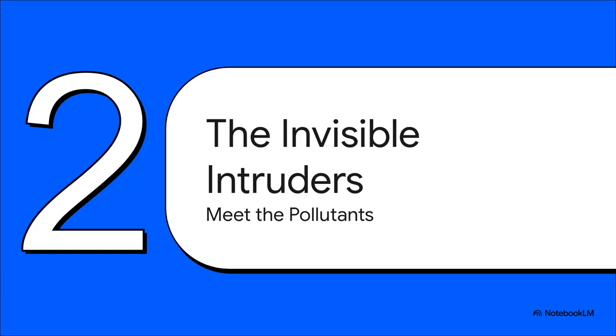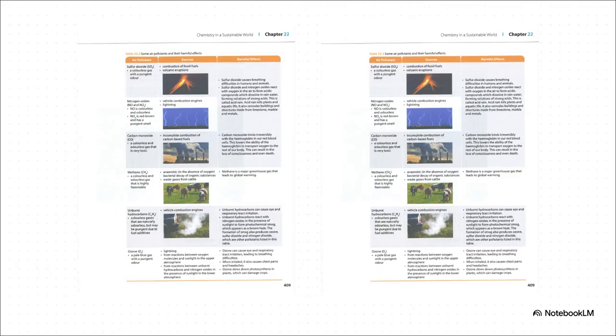Okay, so we know what clean air is supposed to look like. Now let's meet the villains of our story, the air pollutants. These are the chemicals that sneak into the air where they just don't belong. Our first pollutant is sulfur dioxide, or SO2. You'd know it if you smelled it. It has this sharp, choking odor. Now, it does come from natural sources, like volcanoes erupting, but the main problem for us is when we burn fossil fuels in power plants and factories. That's the source you really need to remember.